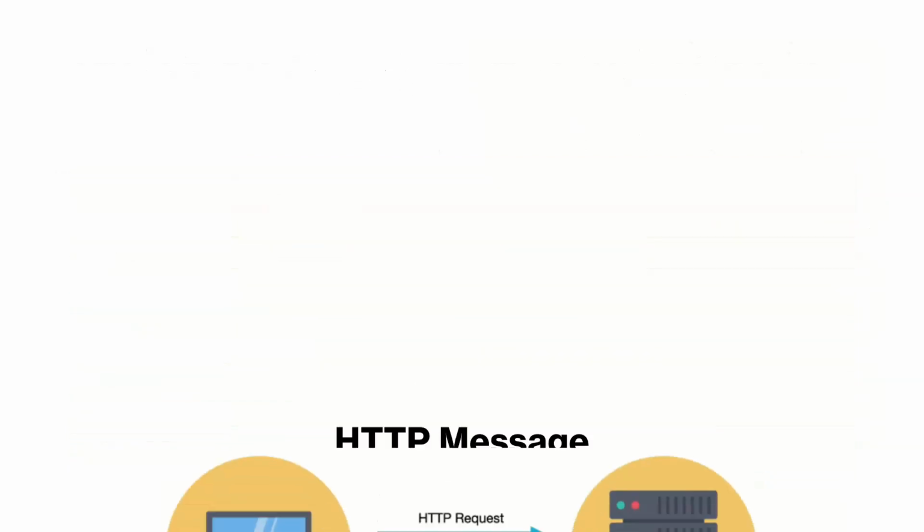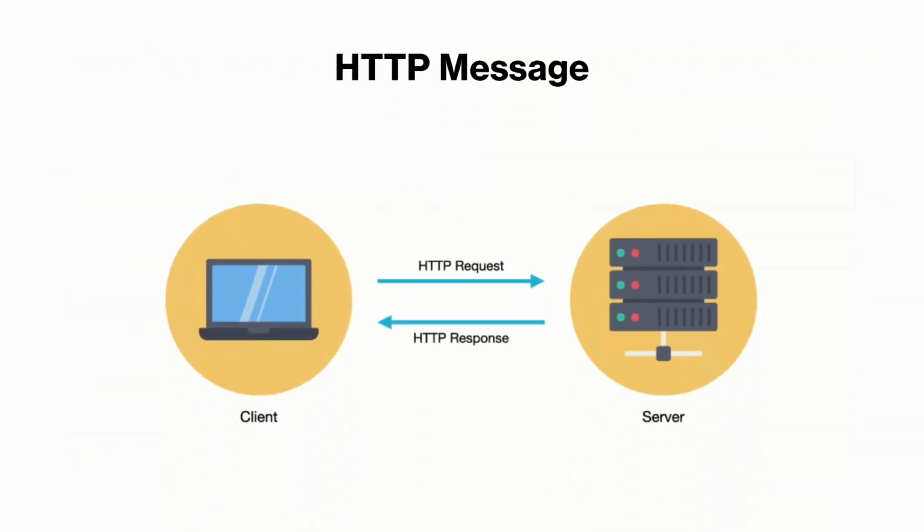Now let's talk about how the client and server communicate in a REST API. In a REST API, the client sends an HTTP request over HTTP to the server, and the server responds back with an HTTP response to the client. An HTTP request and HTTP response consist of several components. Let's break down each one.